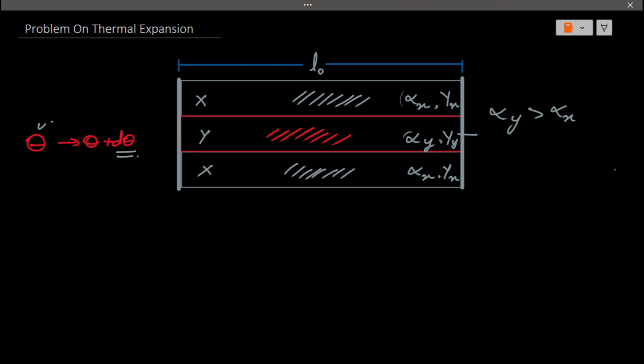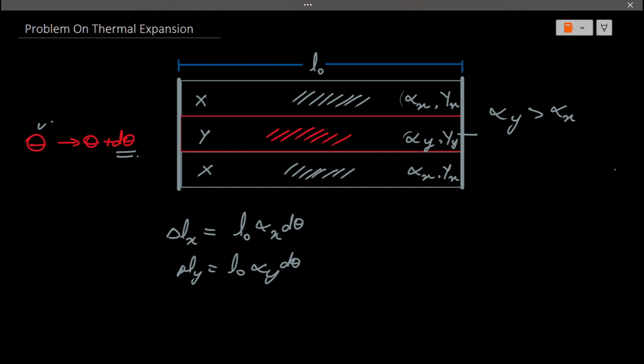So we'll be solving this problem conventionally, and let us call the small change in length of X delta Lx. This will have a magnitude of L0 times alpha x times d theta. Similarly, for Y we have L0 times alpha y d theta. So we have the change in length due to the thermal expansions, and we need to find the final length of the entire composite system.